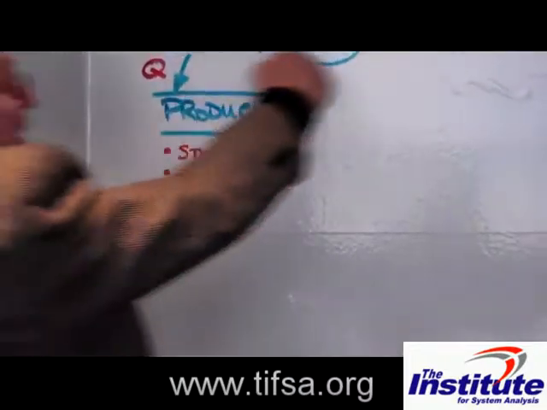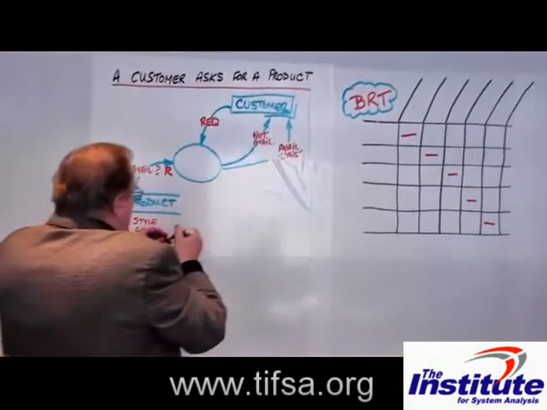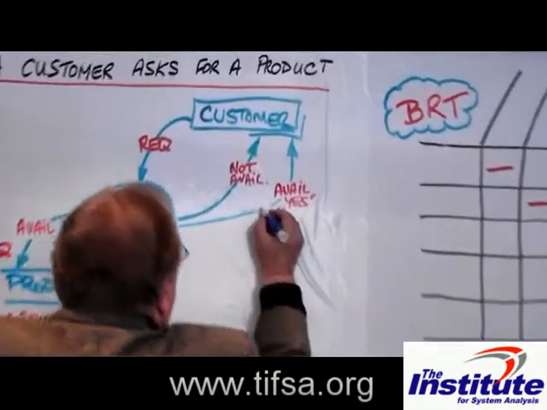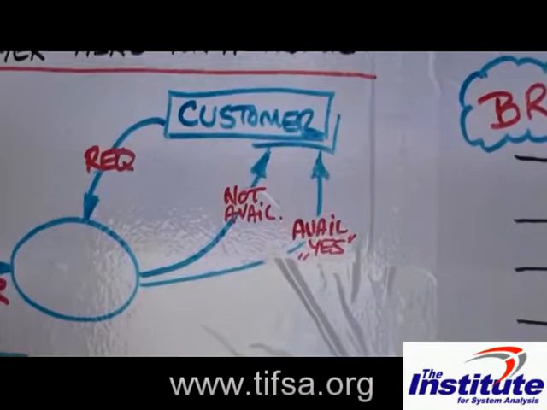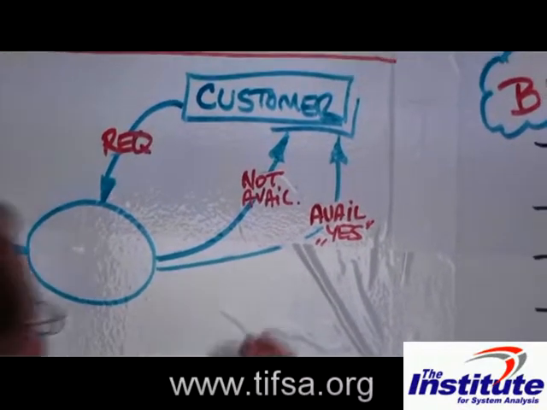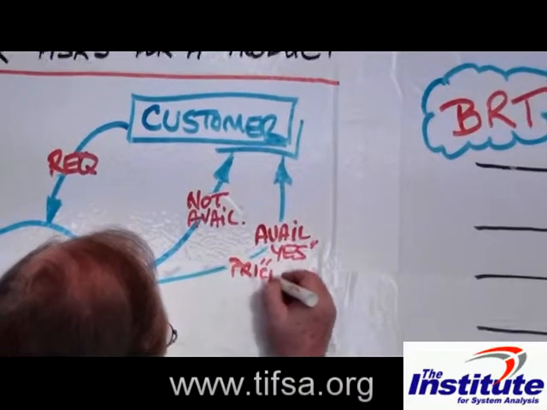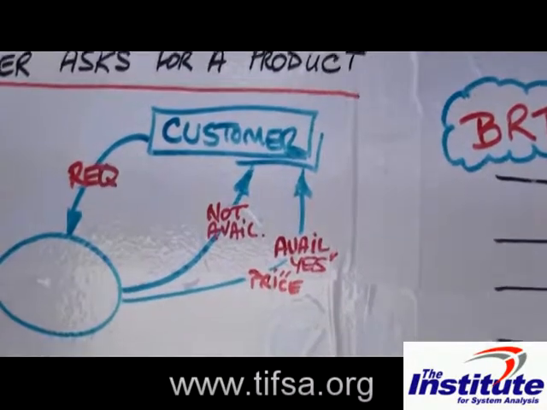So now I can tell the customer it's available and price. So apparently you put the red ones on the red and the blue on the blue, and it works better that way. So price. So we tell them the price.